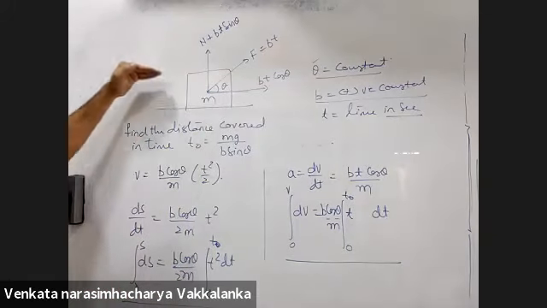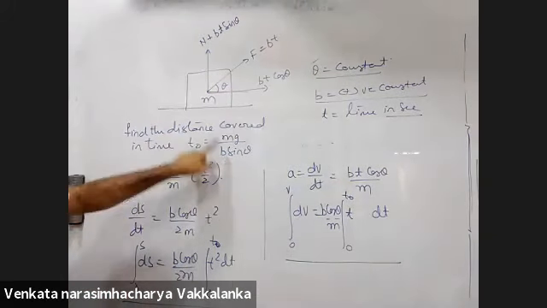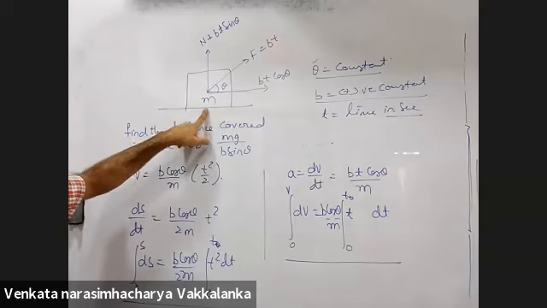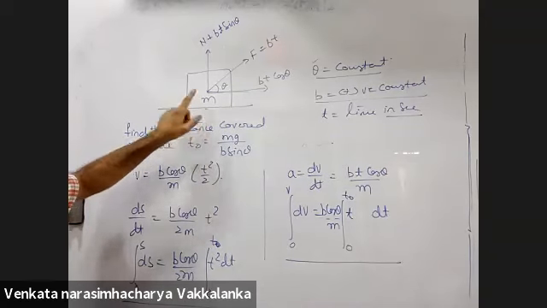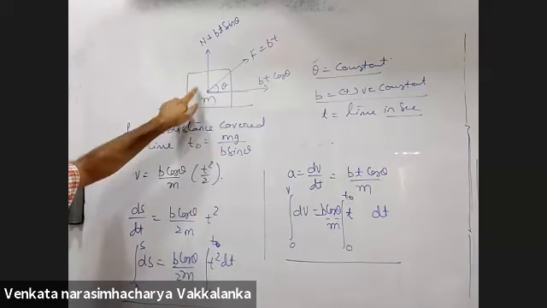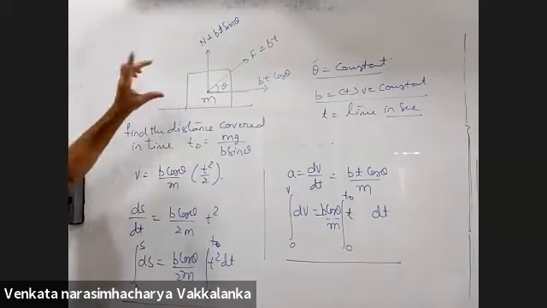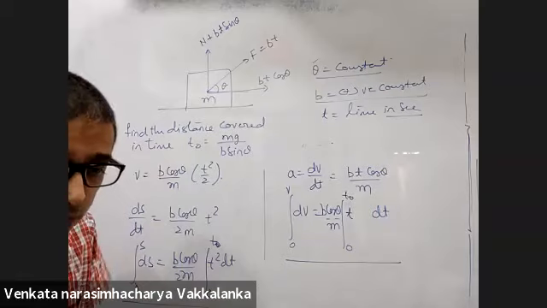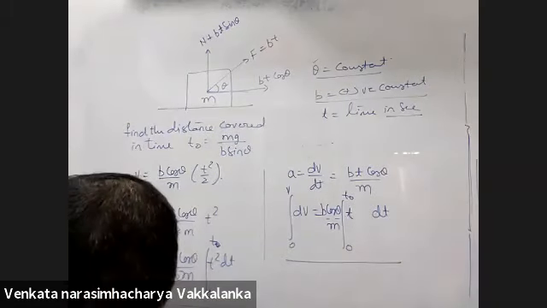Vertical component of the force, when it is moving horizontally till t naught, it is not leaving contact with the surface. Till this time t naught, it is not leaving contact with the surface. It is on the surface. So its vertical displacement is 0. Okay, sir. Got it.